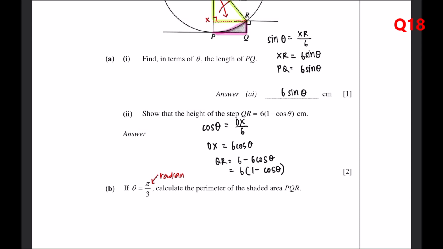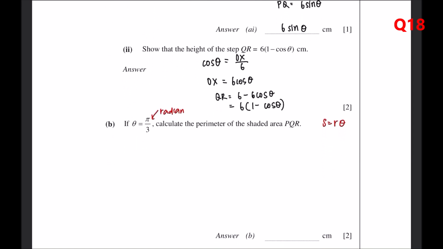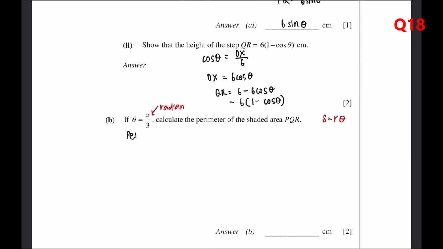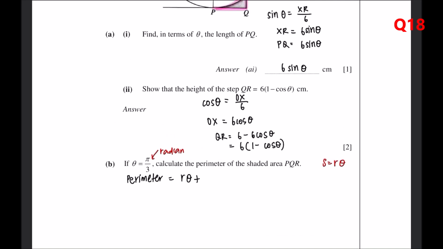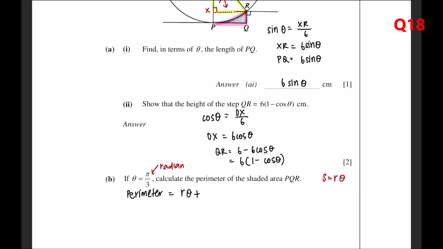So I need the arc PR, and how do you find PR? Remember the formula, S equals r theta, S is the arc. So if I want to find the perimeter, it will then be r theta plus PQ as well as QR, which we've already found in part A. So I have to add 6 sine theta. I also need to add my QR, which is 6 times 1 minus cosine theta.